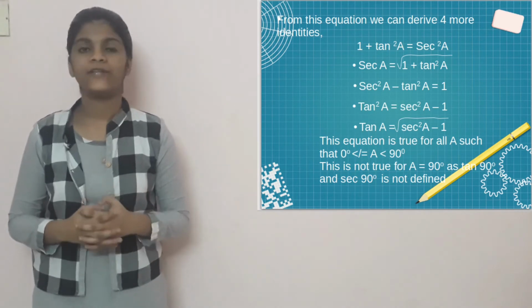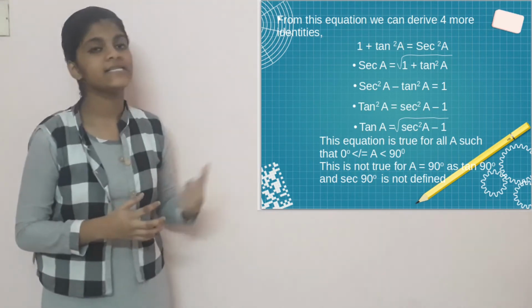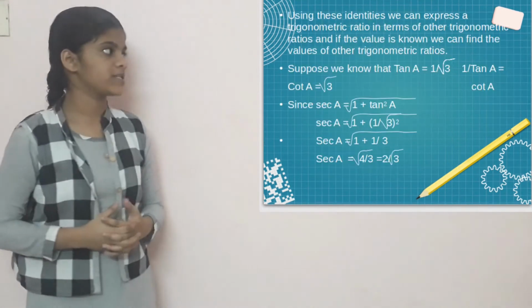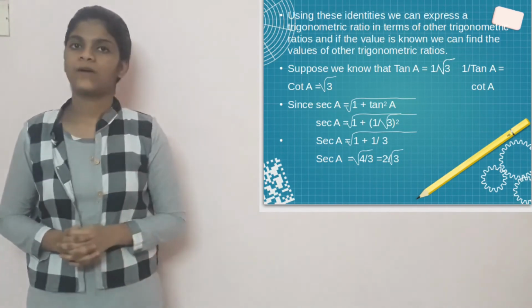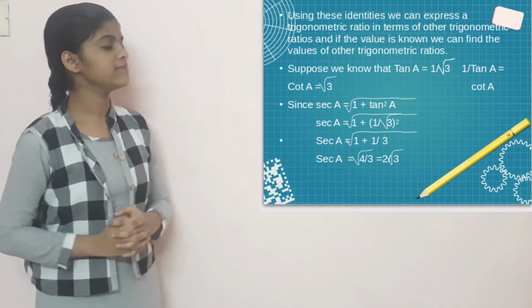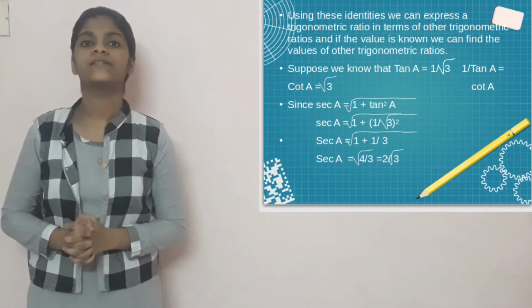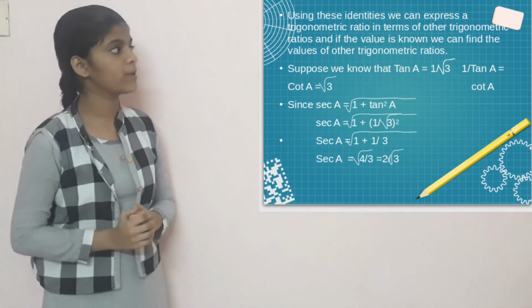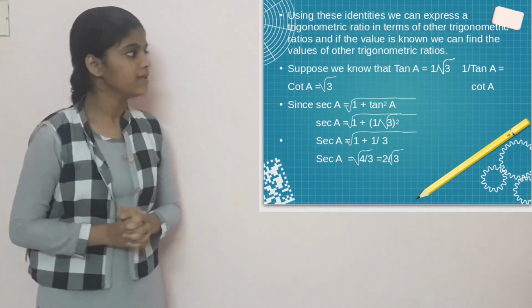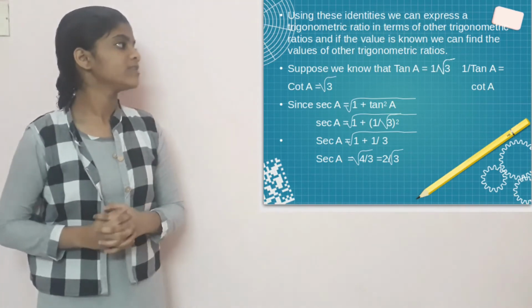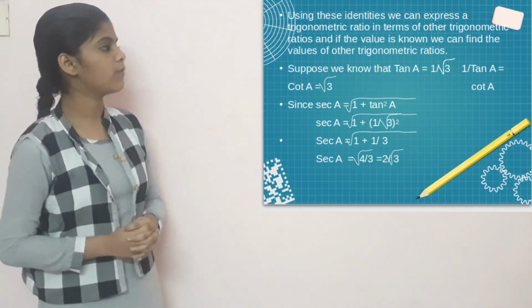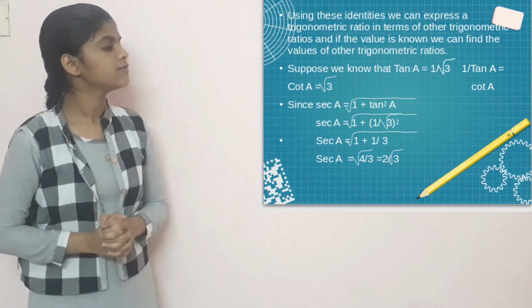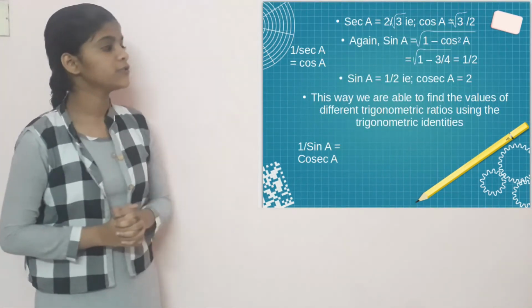And as the value of tan A is already known to us, it is easy to find out the value of sec A from this. From this, let us take the second equation, which is sec A is equal to root of 1 plus tan square A. So it becomes sec A is equal to root of 1 plus (1 by root 3) the whole square, because tan A is 1 by root 3. So tan A the whole square becomes (1 by root 3) the whole square. Root of 1 plus (1 by root 3) the whole square is equal to root of 1 plus 1 by 3, which is equal to root of 4 by 3, that is equal to 2 by root 3.